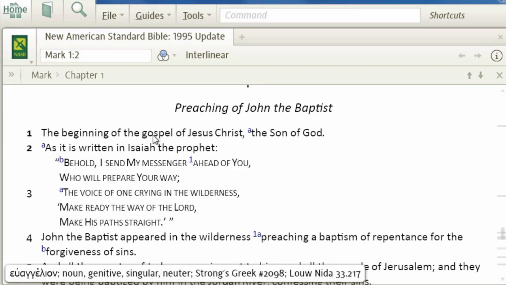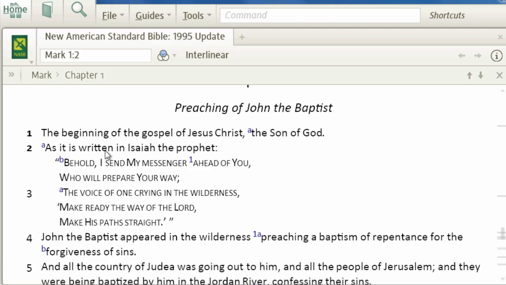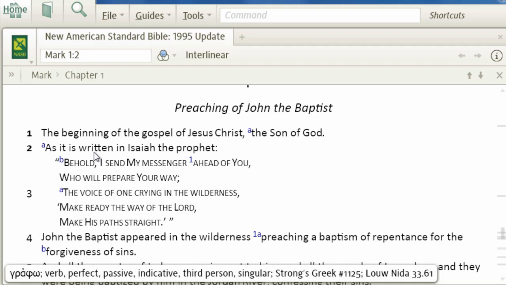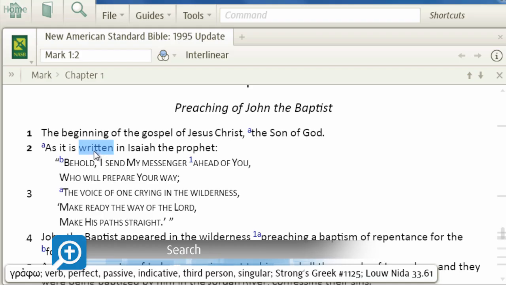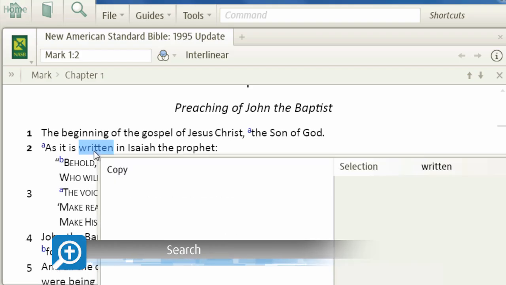So the first action is searching. You can use this if you want to find all the occurrences of a word within a resource like, say, a dictionary or a Bible. So let's say we're interested in this word here, "written" in English, and in Greek, grapho. To start a search, all we need to do is right-click on the mouse, and it'll bring up a menu.